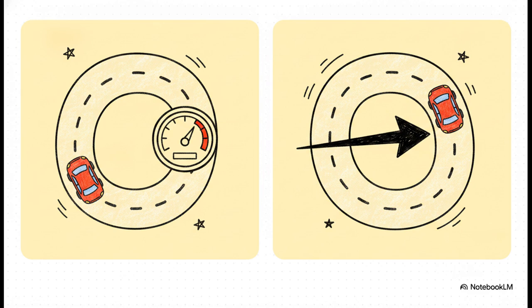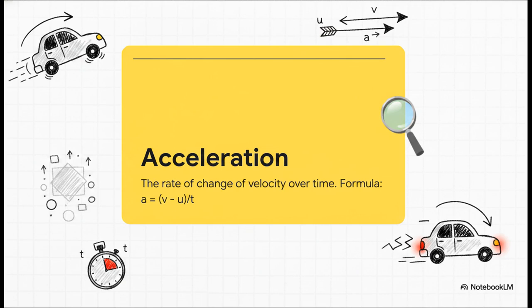So the crucial takeaway here is that if your direction changes, even if your speedometer stays perfectly steady at, say, 50 kilometers per hour, your velocity is technically changing because the direction parameter of the vector has shifted. And when velocity changes, we get acceleration. It is the rate of change of velocity over time.